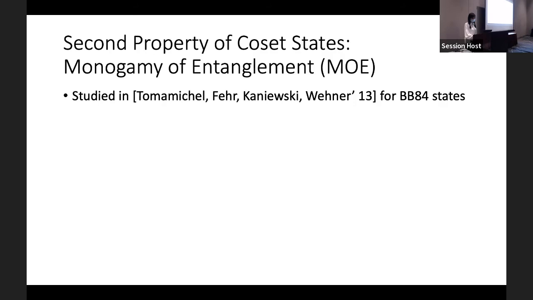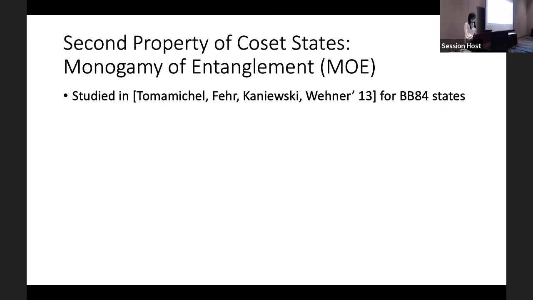The monogamy of entanglement property was first studied for BB84 states in this paper, and they used it for a lot of interesting protocols, such as position verification mentioned in the previous talk. And we will study an analogous property for coset states in this work.